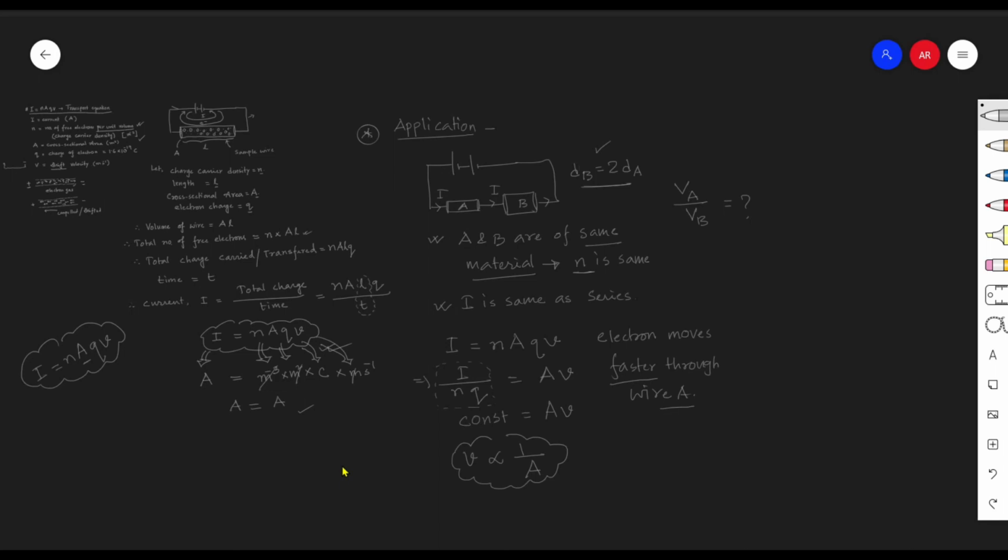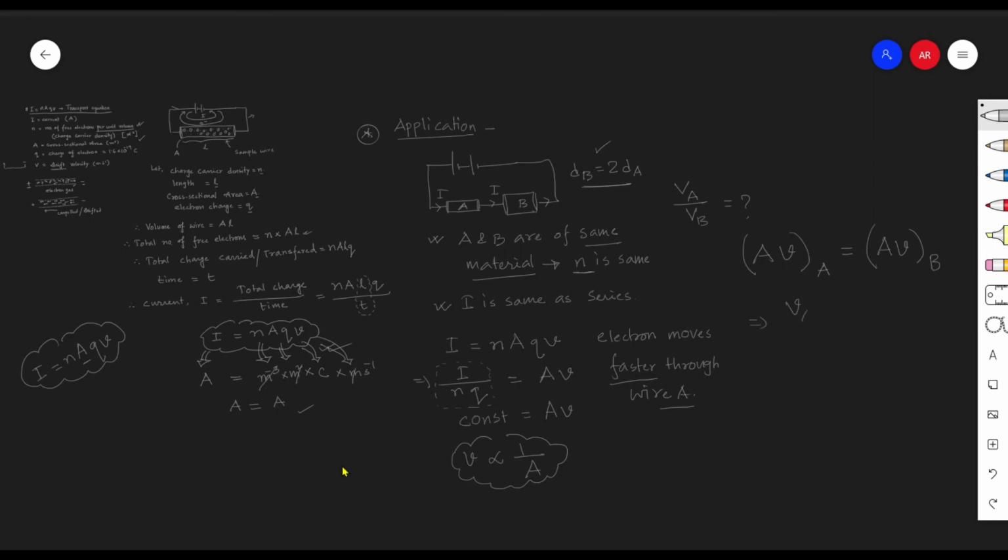So all you do is you have found out that AV is constant. So AV for wire A is the same as AV for wire B because the product is constant. So greater cross-sectional area, slower velocity, slower movement, and vice versa. So their product is the same. So the product of A and V for A is the same as that for B.